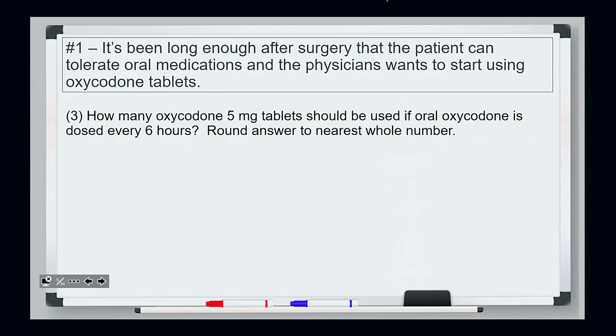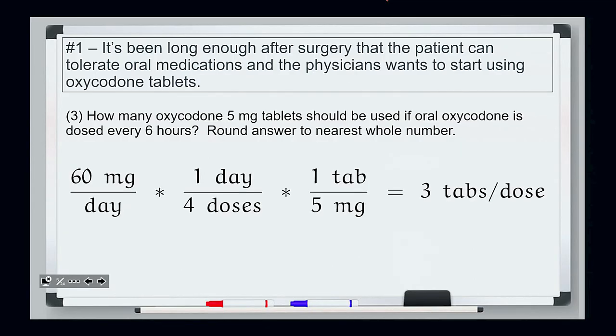Now, how many tablets? There was confusion on this question. My answer here is for how many tablets per day, and I'll talk about that. If they're doing 60 milligrams per day, and doing it every 6 hours, this was a little tricky. How many doses per day? There's not 6 doses per day every 6 hours. What is 24 divided by 6? 4. So there are 4 doses per day.